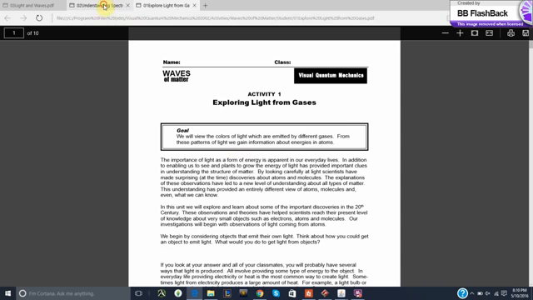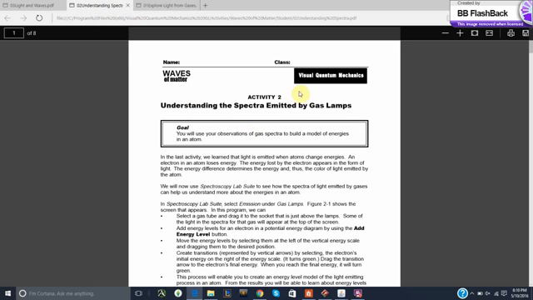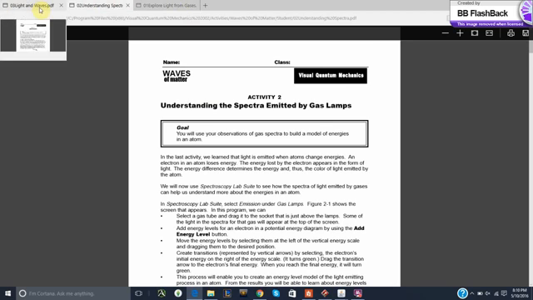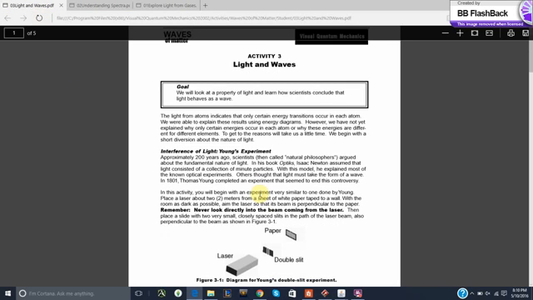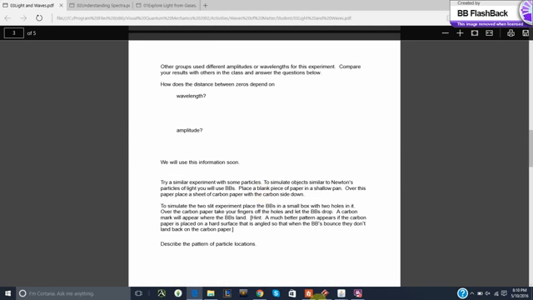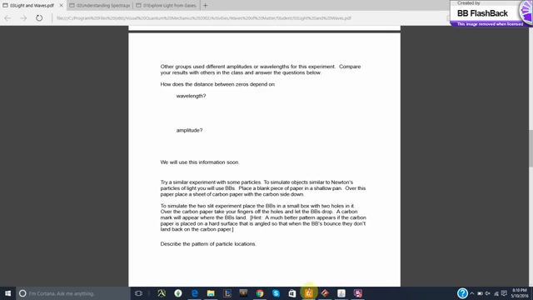So this, along with understanding spectra emitted by gas lamps, are two activities that I would definitely like to use in my actual class, not just as added material. But then we get into light waves, and the actual one that we wanted to cover was about matter waves.